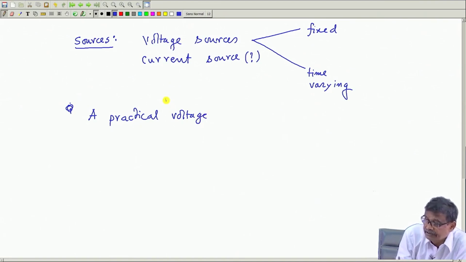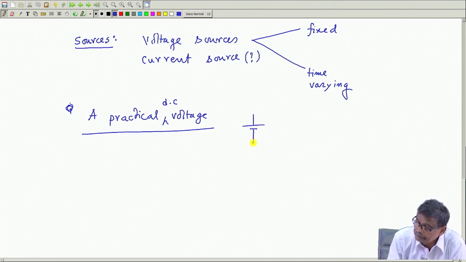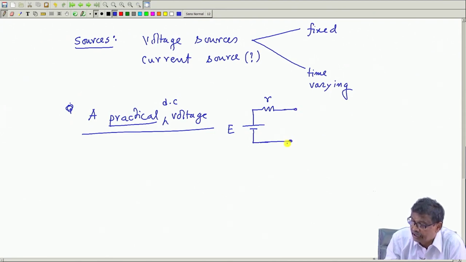A practical DC voltage source. DC means constant voltage, like a battery. Practical means it will have some internal resistance R, and this is the EMF in the circuit, and these are the two terminals which are available. From the battery terminals you really do not have any access to this point. So this is called the internal resistance of the source.